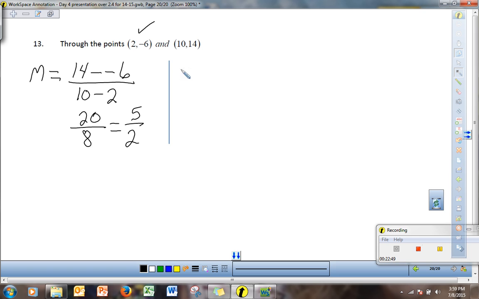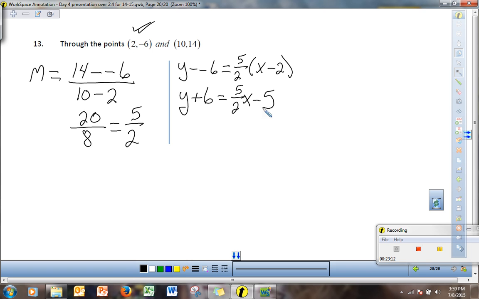So I'm going to go y minus negative 6 equal 5/2 x minus 2. Notice I picked the correct points this time. So this becomes y plus 6 equal 5/2 x minus 5. You can do that in your head or your calculator. Subtract 6 from both sides. So I've got y equal 5/2 x minus 11.